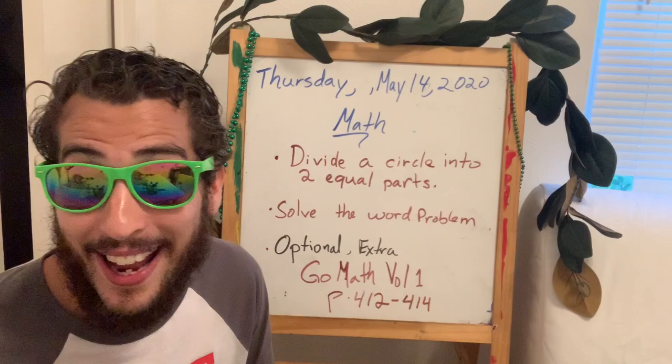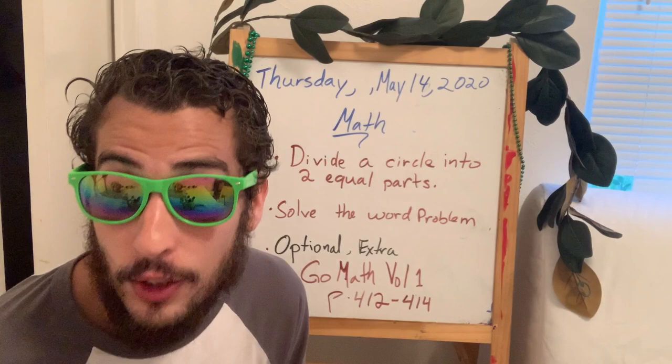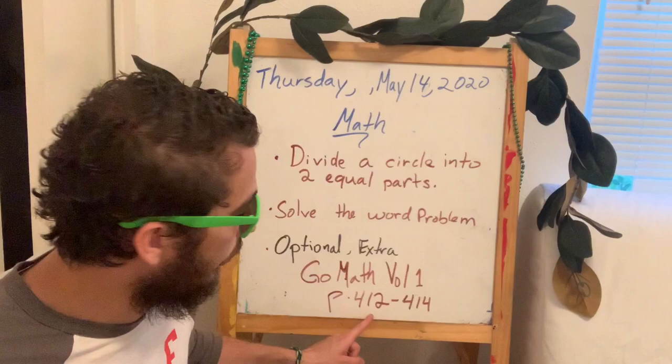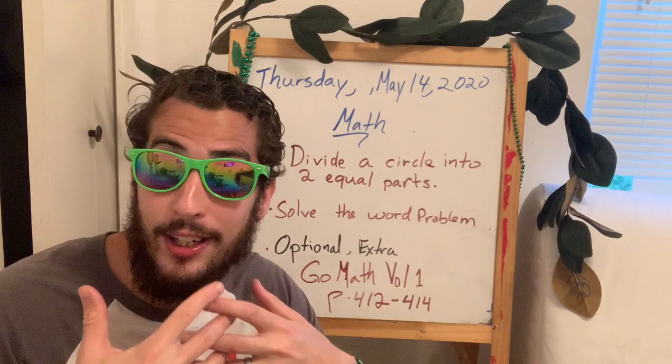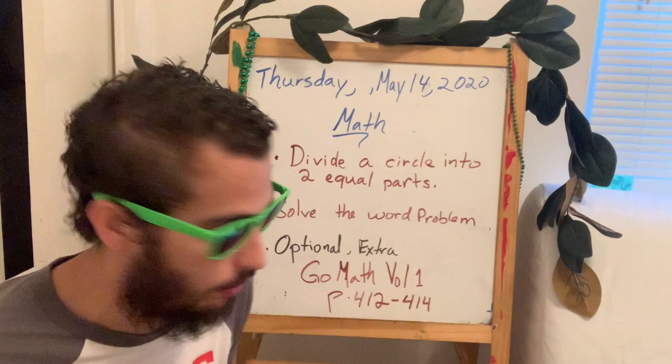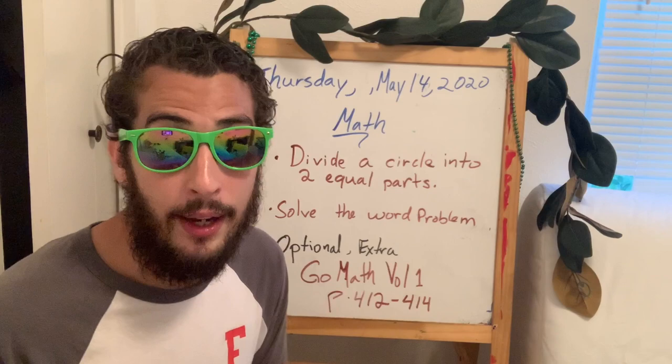And then optional, extra. So you don't have to do this, but these are extra work for you to improve and get better in division. So optional and extra work, you can go to Go Math Volume 1 and do the page 412 to 414. Those are optional. Those are extra work for you that can help you. Remember, the ones that you have to do are divide the circles into two equal parts and solve the word problem. The Go Math is extra. That's optional if you have the time and if you have the book.